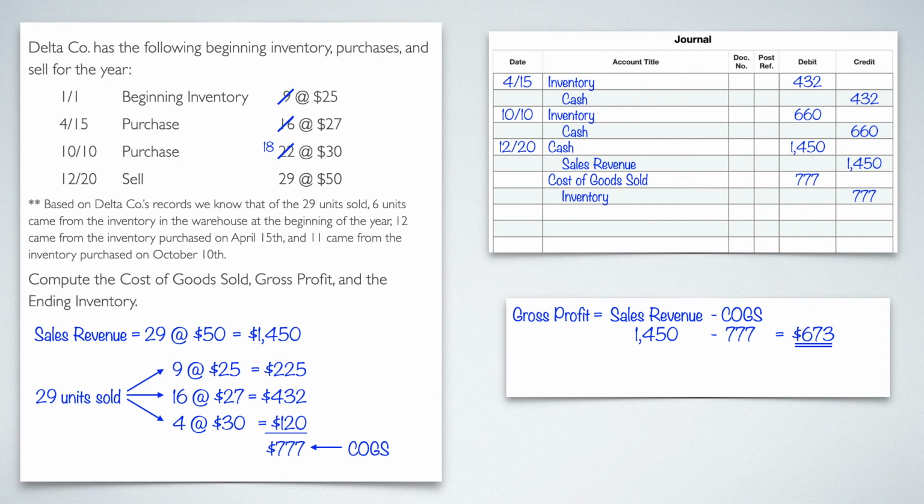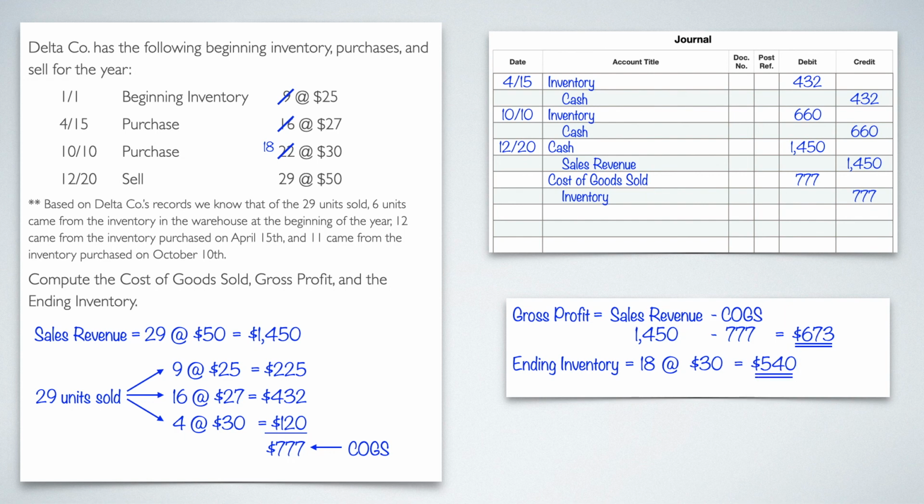That's my gross profit. Last thing I need to have is my ending inventory. I only really have to look for one place in ending inventory because that's the only inventory I have left, which is from the last purchase. So my ending inventory is going to be those remaining 18 from the October purchase at $30 a piece. So if I multiply that out, that's going to give me $550.